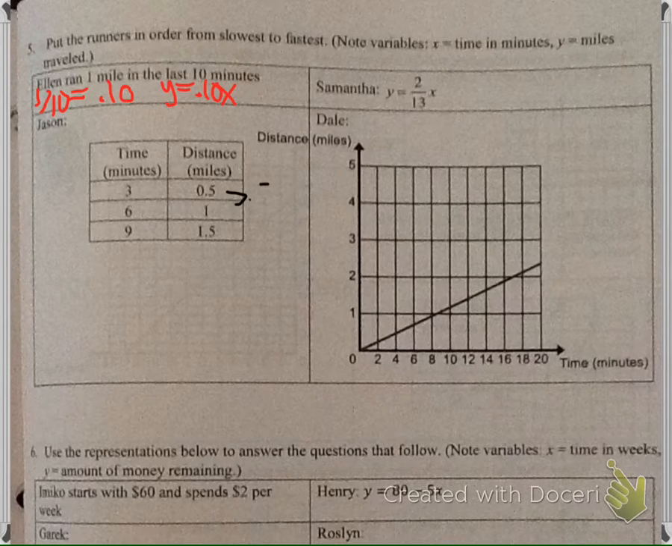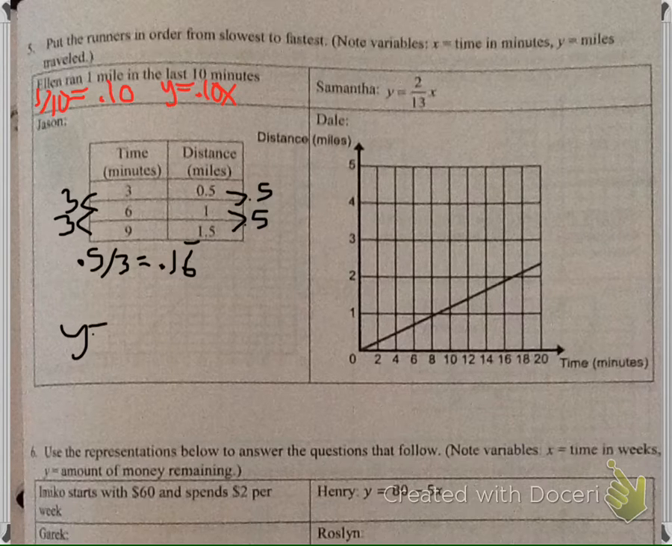Okay, now for Jason, he's going up 0.5 miles, so half of a mile, every 3 minutes. And 0.5 divided by 3 is 0.16. To work backwards, we know that at 0 minutes he's not going to run any miles. So his equation is y equals 0.16x. So he can run 0.16 of a mile per minute.